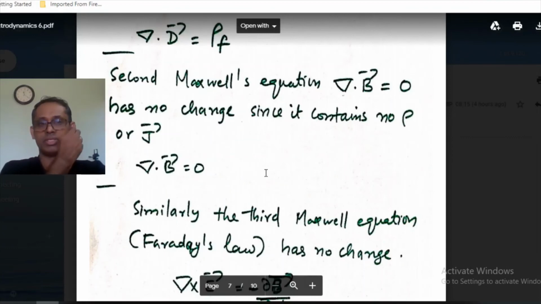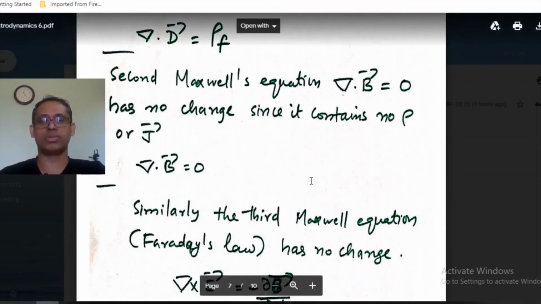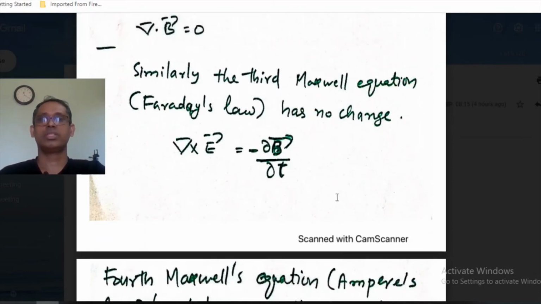The second equation, del dot B equal to 0, will have no change because it contains no rho or J. So del dot B is equal to 0. Similarly, the third equation also has no change. What is the third equation? Del cross E equal to minus dou B by dou T. That also will not have any change because no charge density or current density are involved in it.